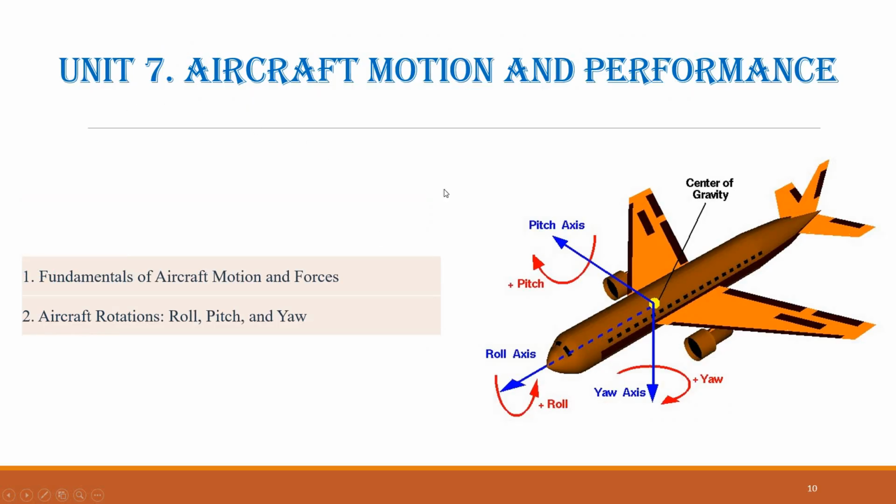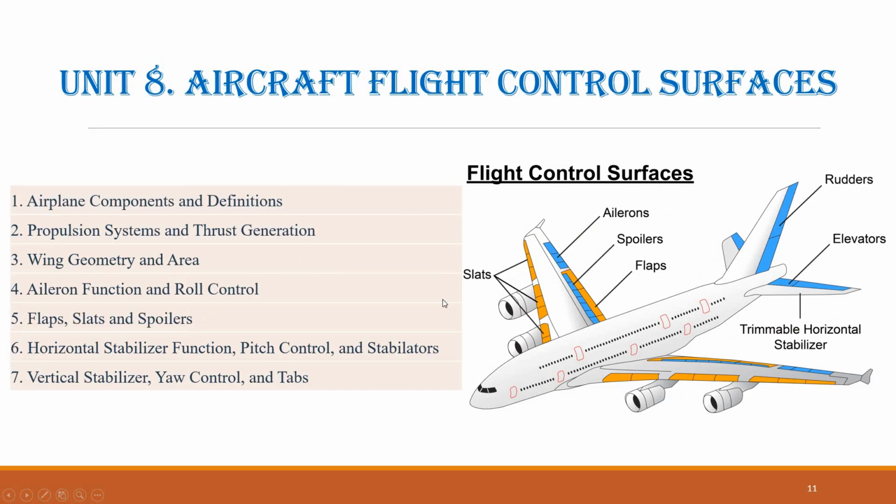Here's an overview of Unit 7, aircraft motion and performance. 1. Fundamentals of aircraft motion and forces. 2. Aircraft rotations, roll, pitch, and yaw. Here's an overview of Unit 8, aircraft flight control surfaces. 1. Airplane components and definitions.